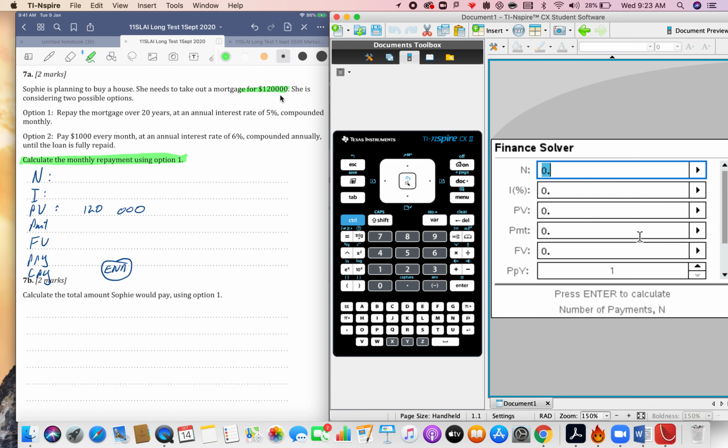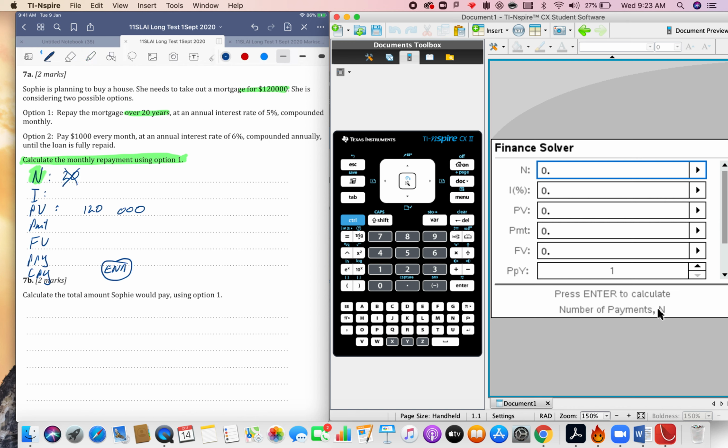Next, calculate the monthly repayments using option 1. This is what we're focusing on now. We just ignore option 2 here and look at option 1. Repay the mortgage over 20 years. You're thinking that n is 20, but remember, if you click on your calculator, can you see it says number of payments n? It doesn't say the number of years, so don't be tricked into thinking that it is just the number of years.